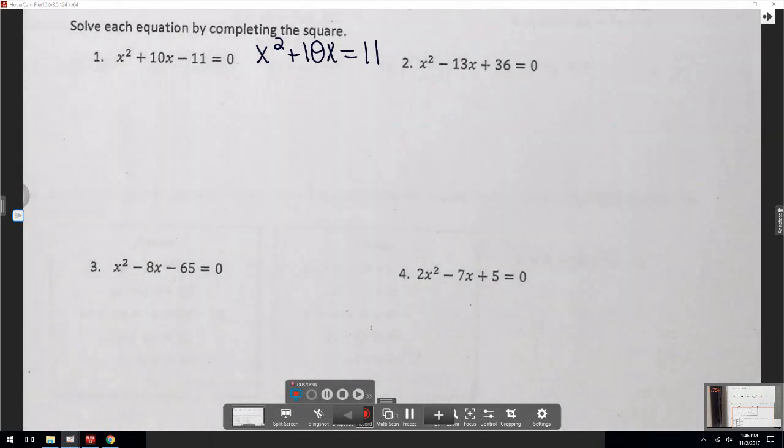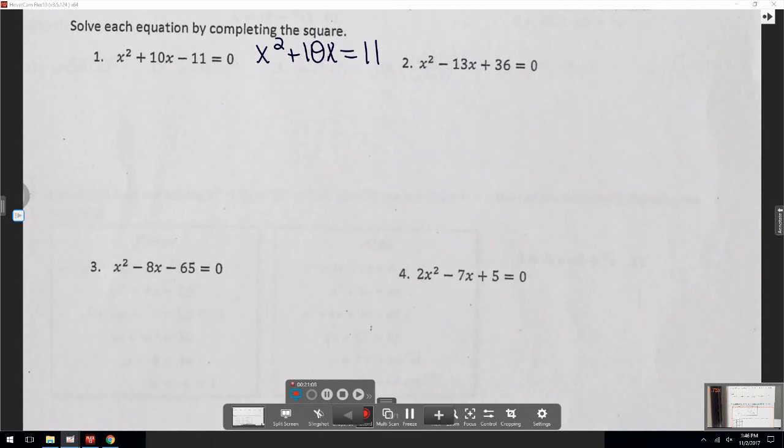Awesome. Second step. Second step has a whole bunch of 2's. You ready? Second term, divide by 2 and square. Second step is to take the second term, divide by 2, and square it.